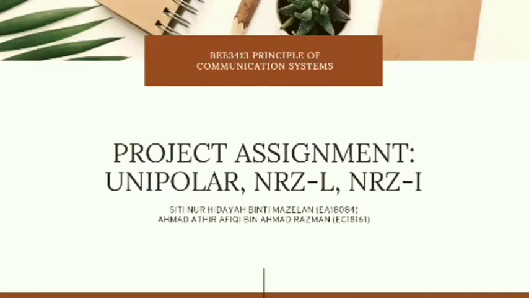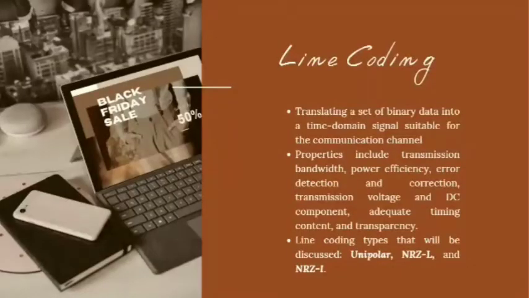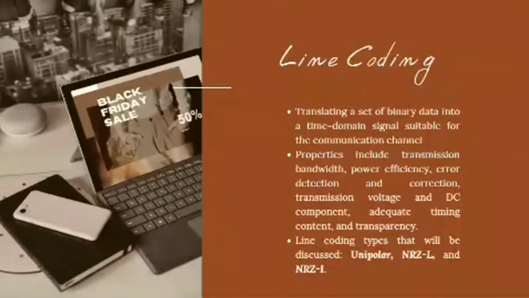Today we present our project assignment, which is Unipolar coding, NRZ-L coding, and NRZ invert coding. The next slide is about line coding. Line coding translates a set of binary data into a time domain signal which is suitable for the communication channel. Properties include transmission bandwidth, power efficiency, error detection and correction, transmission voltage and DC component, adequate timing content, and transparency. The line coding types discussed in our slides are unipolar, NRZ-L, and NRZ-I.